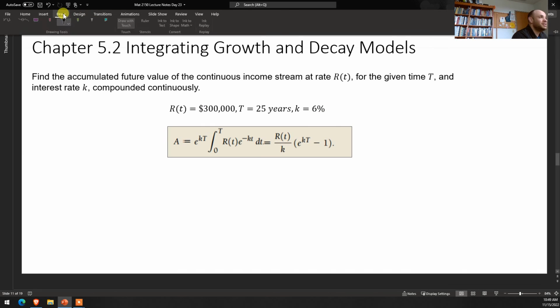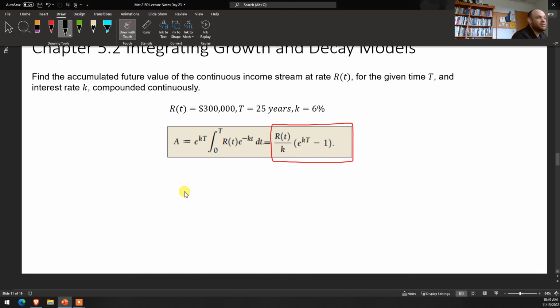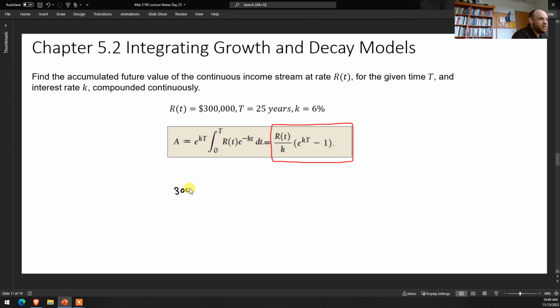Here we have a constant R of t, which means that we can use our formula for the constant case. Plugging in our information, we have R of t is 300,000, k is 0.06, and we have e to the 0.06 times 25, and then minus 1. So again, I'll let you think about the calculation and the rounding.